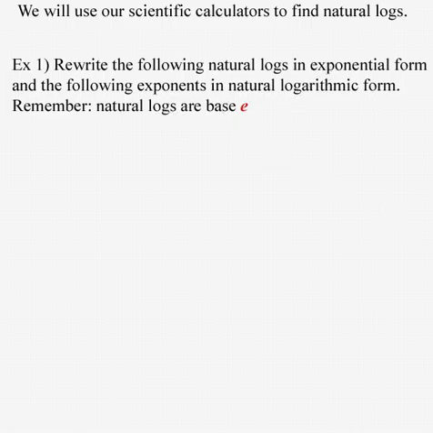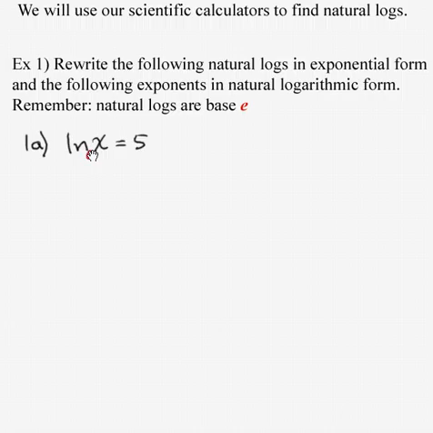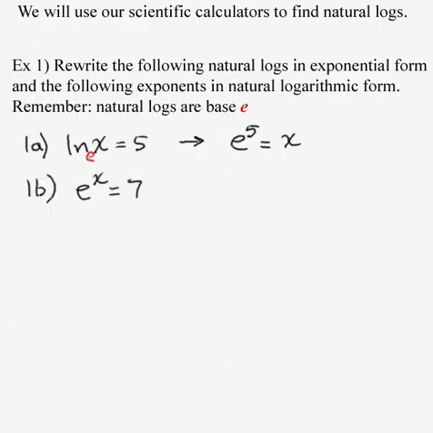Remember, natural logs are base e. So typically, I don't have to write this e, just ln. That's good enough. But for now, I'm writing it just as a reminder. This is a log base e. That might be confusing to some of you, since there's no written base, so how can I write it as an exponent? Well, let me remind you, it's implied that the base is e. So to rewrite this, it's base e to the 5th power is equal to x.